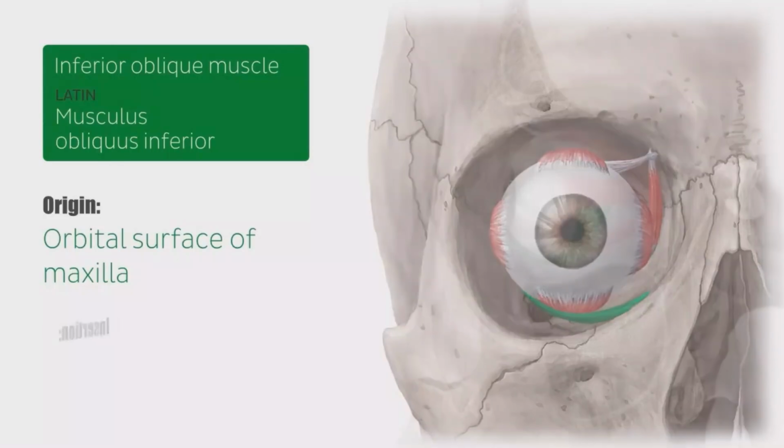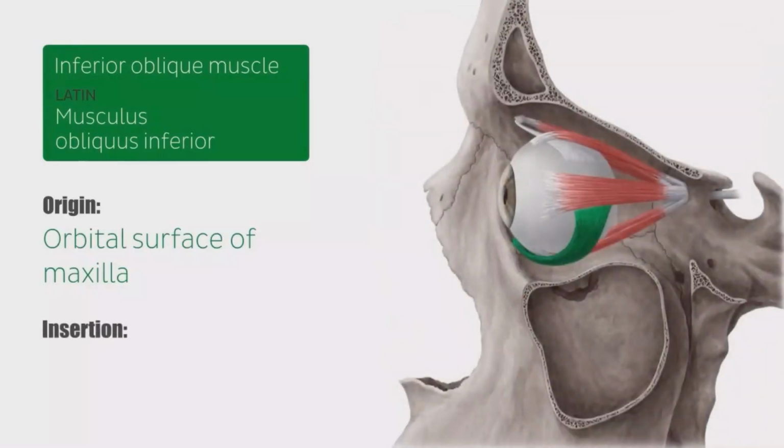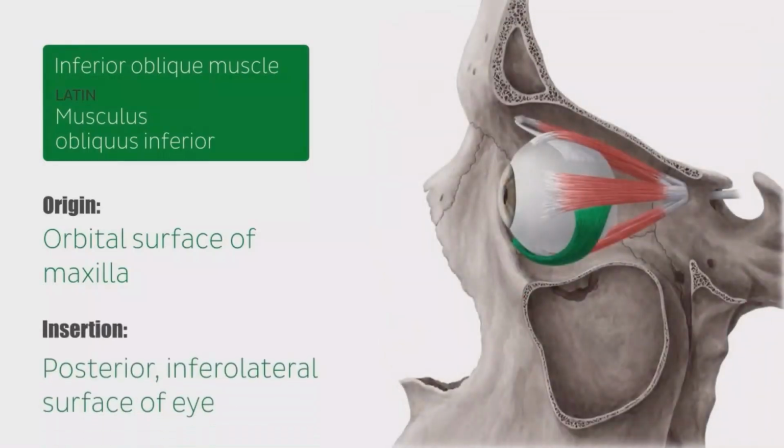The inferior oblique muscle inserts onto the posterior inferolateral surface of the eye, just inferior to the insertion of the superior oblique muscle. The inferior oblique's point of insertion is covered by the lateral rectus muscle, as you can see here.